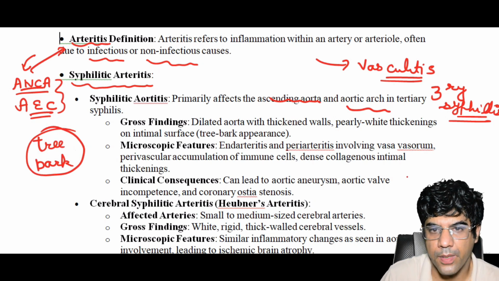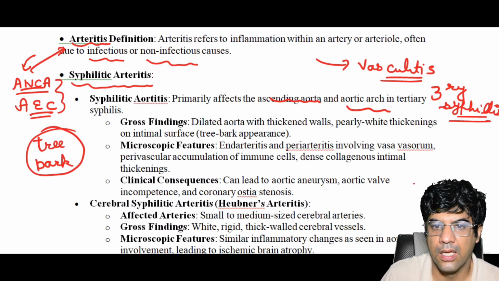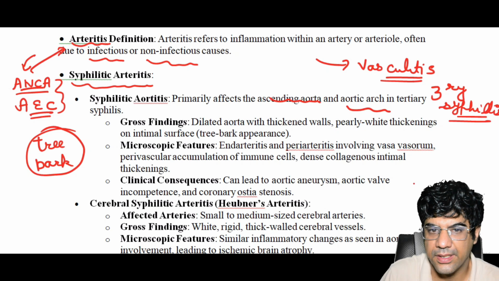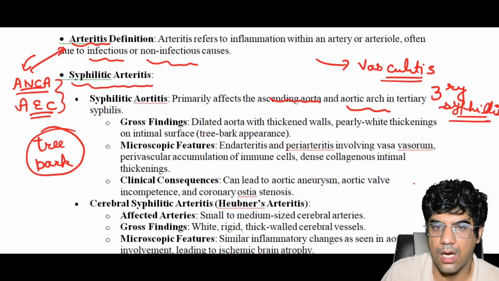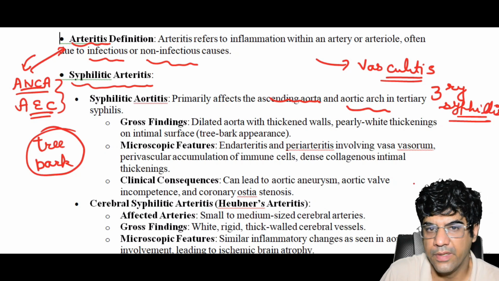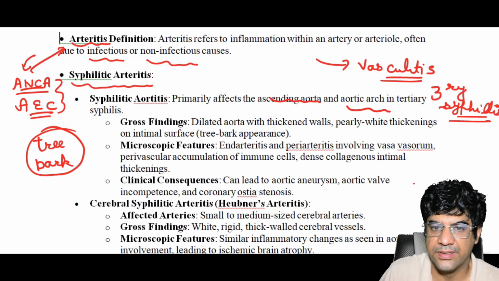On microscopy you would see endarteritis and periarteritis. Along with that, you will see immune cells and dense collagen thickening.